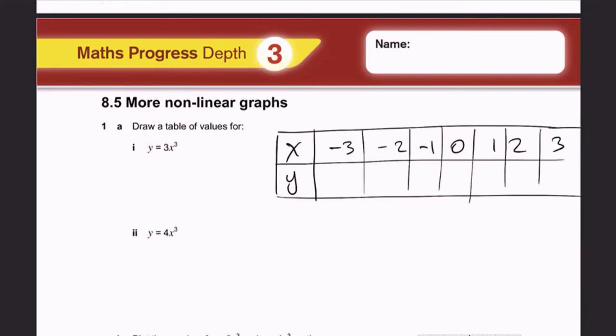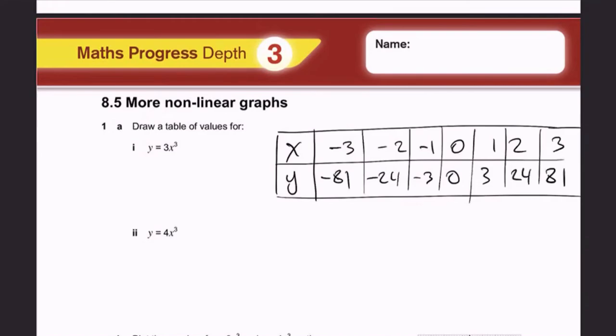Equals negative 81. Okay, negative 2 cubed times 3 is negative 24. Negative 1 cubed times 3 is negative 3. 0 times 3 is 0. Okay, 1 times 3 is 3. 2 cubed times 3 is 24. 3 cubed times 3 is 81.